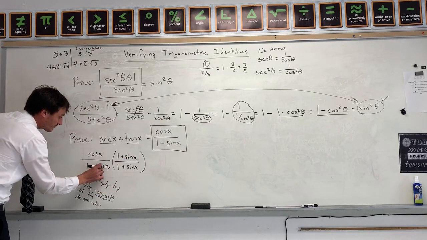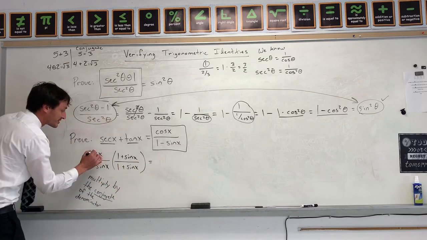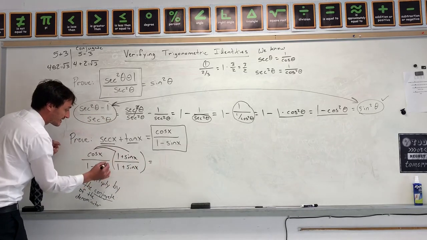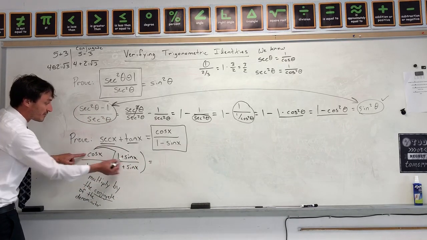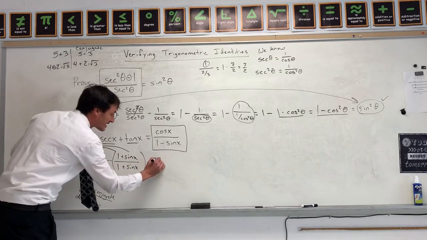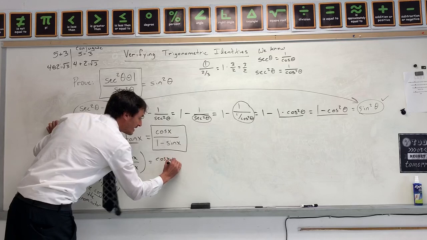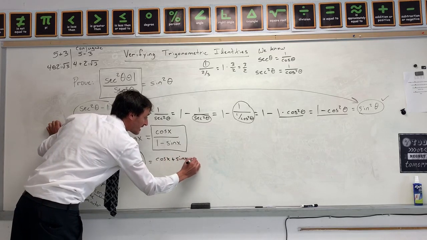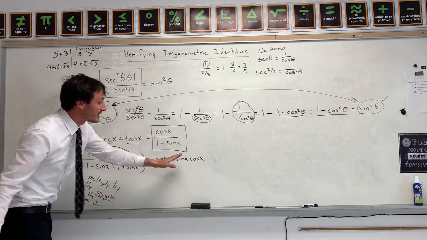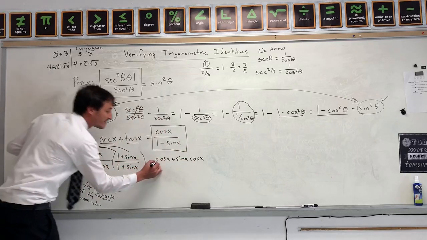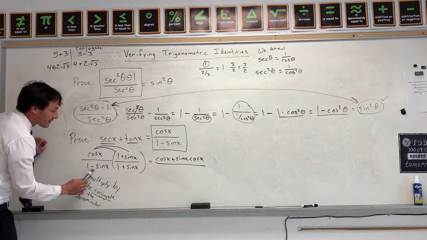Now we're going to take the top and distribute the cosine x. Again, this is multiplication, so we have a monomial multiplied by a binomial. Cosine x times 1 is cosine of x, and cosine of x times sine of x is sine x cosine x, or if you want, you could write it as cosine x sine x, commutativity of multiplication. And on the bottom, we're going to FOIL this.